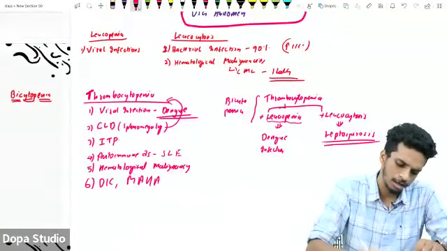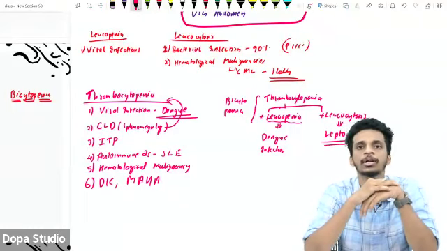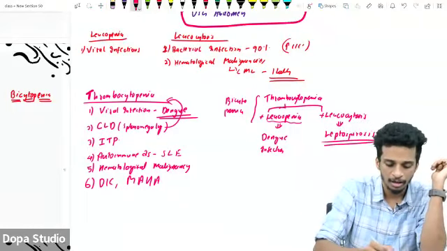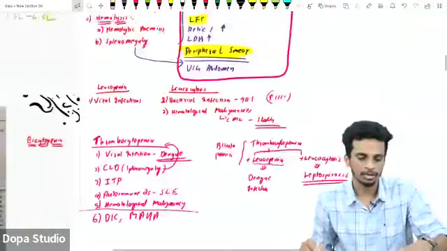Other than this, we can have many other conditions like DIC and MAHA. DIC means disseminated intravascular coagulation. MAHA means microangiopathic hemolytic anemia. In all these conditions we can have thrombocytopenia, but the most important 5 conditions I have written here. So this is about CBC, guys.